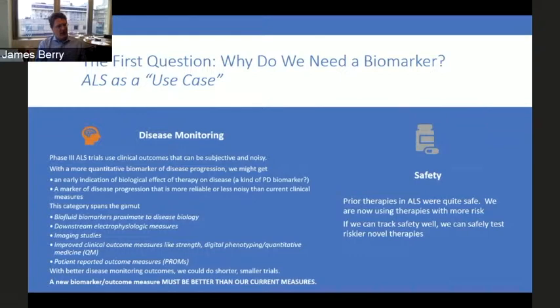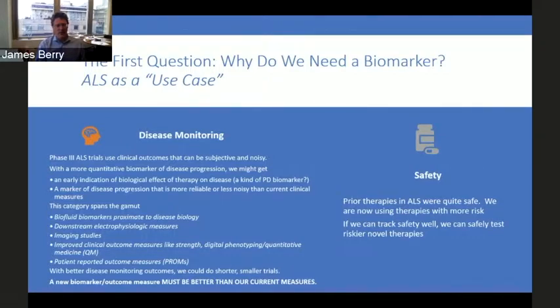And as I said, this category of biomarker really spans the gamut. So it might be a biofluid biomarker, it might be electrophysiology, imaging, improved clinical outcome measures like quantitative strength measuring, digital phenotyping or quantitative medicine, or even patient-reported outcomes. All of those would really fit into the category, but we think about them quite differently. So this is a very big category. I think it's fairly clear what this could do for trials in all neurologic diseases.